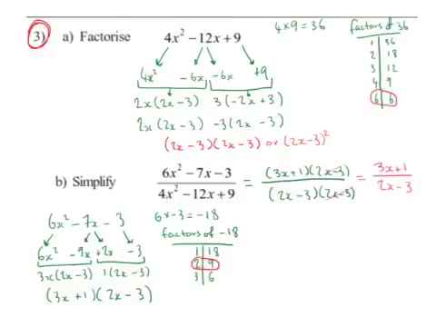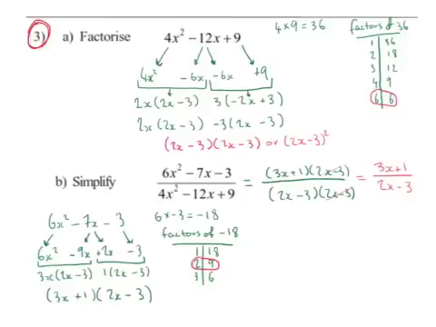We want to factorize 4x squared minus 12x plus 9. So we have a quadratic equation, and the coefficient of x squared is greater than 1. So we have to use a different method to our usual quadratic factorization.